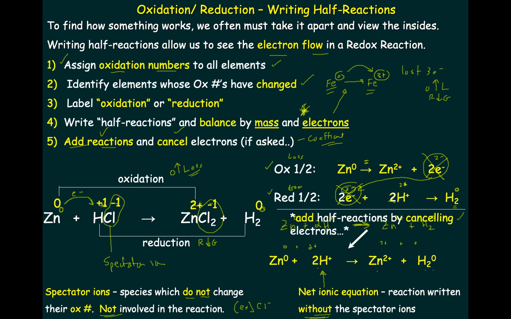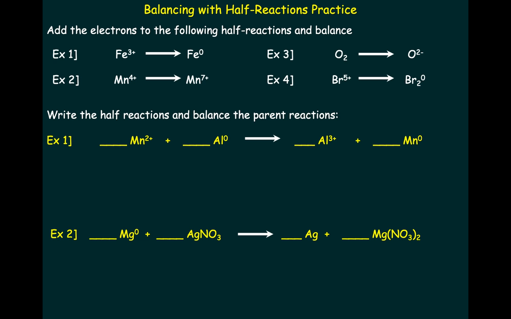Okay, so let's just do some examples and check this out. All right, so let's add some reactions and balance this kind of reaction. I'm giving you just some isolated half reactions, and let's see what we would do here. All right, in the first example, number 1, we have iron 3 plus goes to iron 0. How am I going to make this equal? Well, there's one iron and one iron, so we can leave that, that's fine.